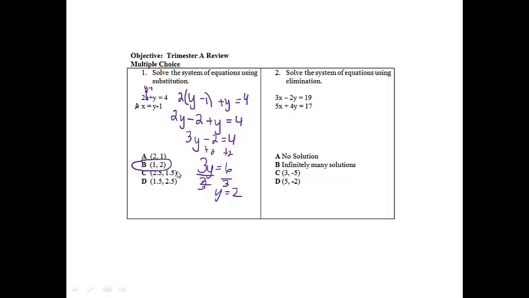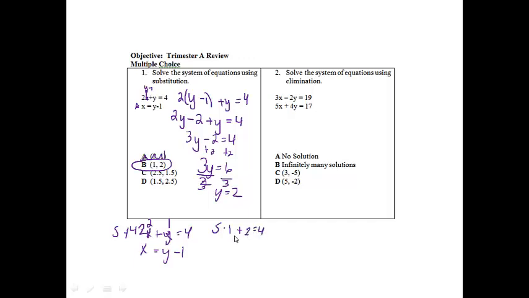Right? Another way that I could have done this, if you did not remember how to do substitution, is to take 2x plus y equals 4 and x equals y minus 1, and find out which one of these points will work in both equations. So if I were to plug 2 in for the x and 1 in for the y, on this one I would have gotten 2 times 2 is 4 plus 1 is 5, and 5 definitely does not equal 4, so that one didn't work. And then if I would have tried the second one, plug in 1 for the x and 2 for the y.